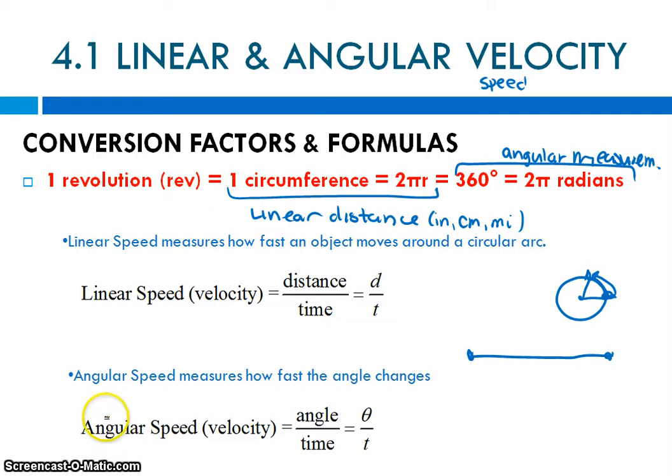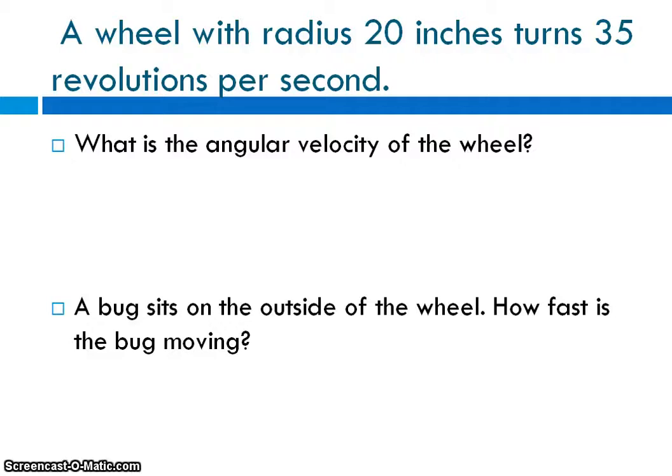An angular speed measures how fast the angle changes. If you're turning really fast, you might turn 360 degrees in 1 second, or 360 degrees in 5 seconds would be moving slower, it'd have a slower angular speed. Okay, so let's do some example problems. Example 1 says a wheel with a radius of 20 inches turns 35 revolutions per second. What is the angular velocity of the wheel?